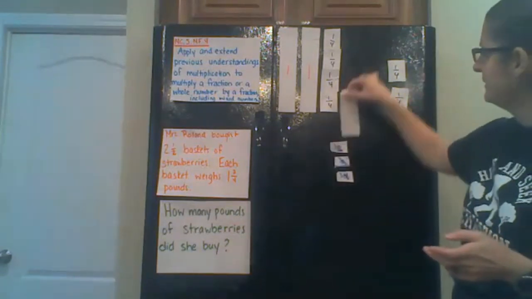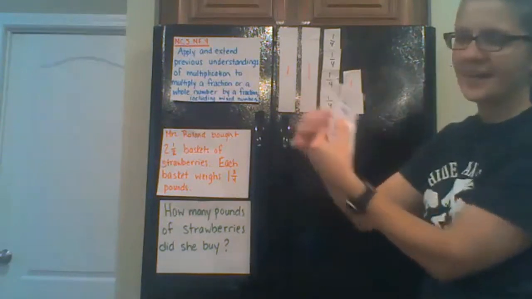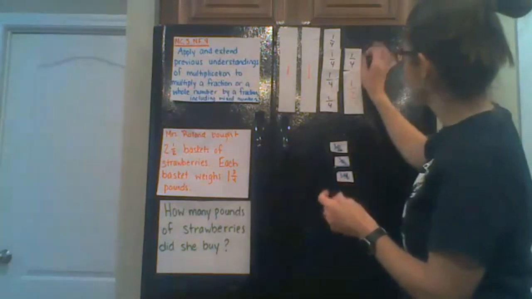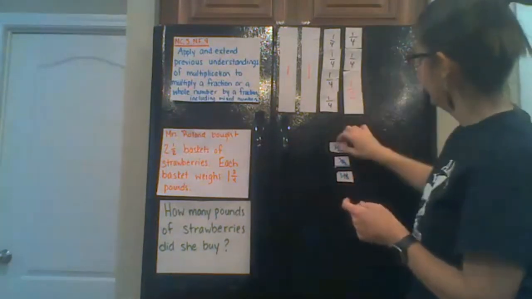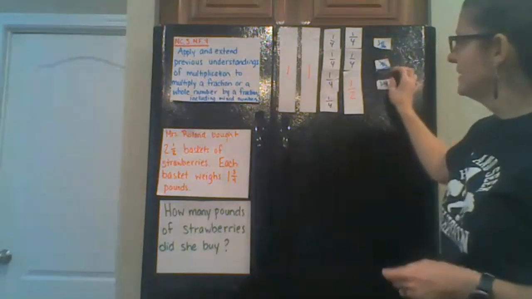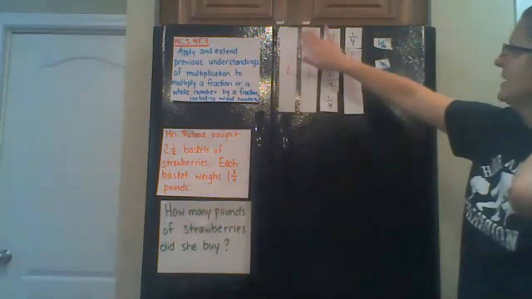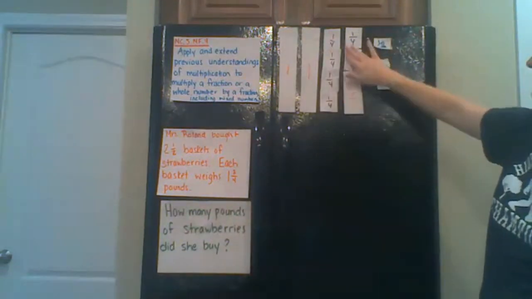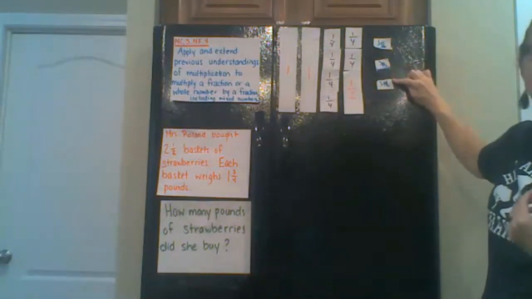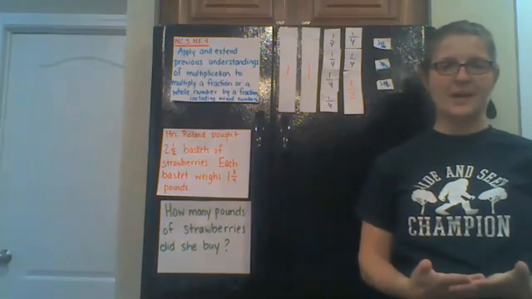Guess what? I have a half here, and I have a half right here. So if I put those together, that's another whole. And then I have my eighths. So how many pounds of strawberries did I buy? I bought 1, 2, 3, 4, and 3/8. 4 3/8 pounds. Okay?